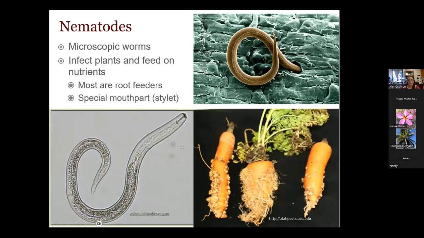All right, on to nematodes. So these are microscopic worms. Well, don't want to get ahead of myself. Okay, so they're microscopic worms. Only a small portion of them are plant pathogenic.